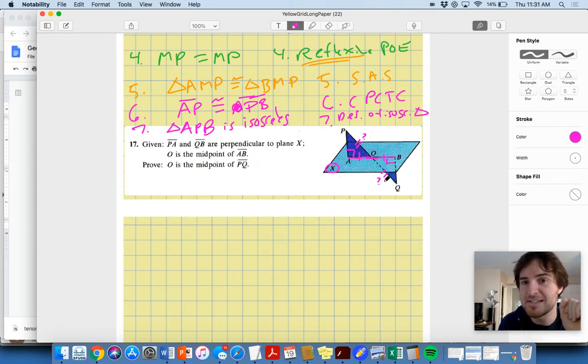If I am able to say that that side of that triangle and that side of that triangle are corresponding parts, but are they congruent? Well, if we knew that this triangle is congruent to that triangle, then we'd be good to go. And what else do you see here? What else can you mark up on this diagram here?